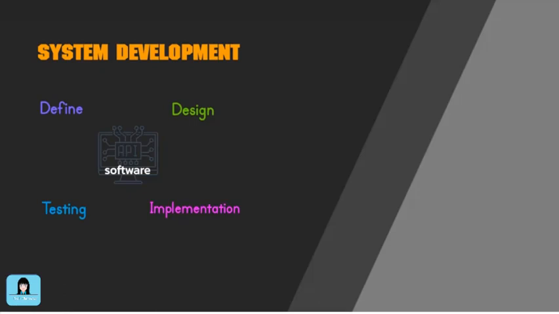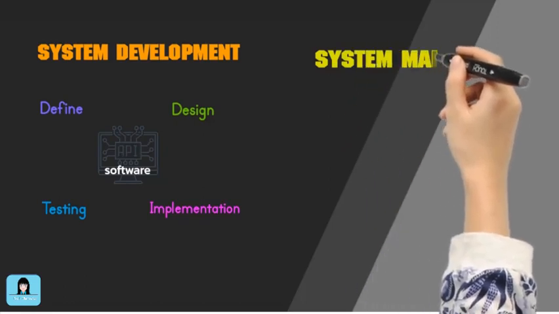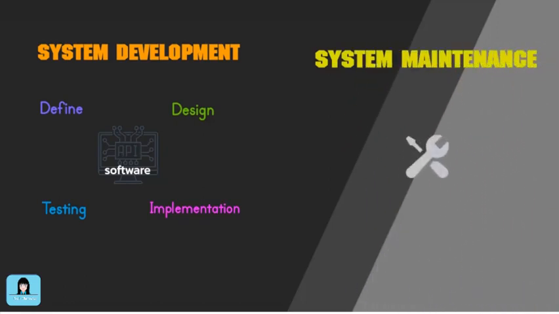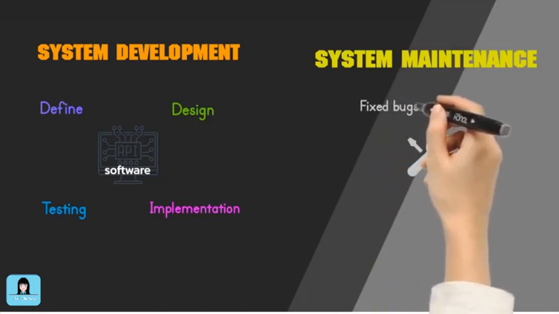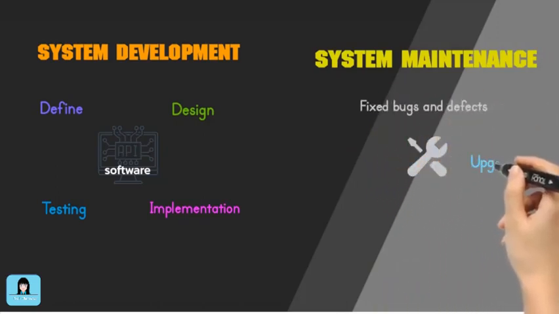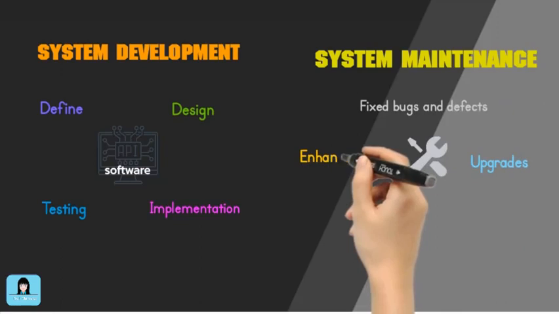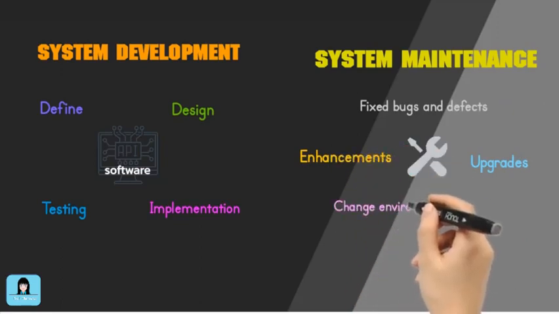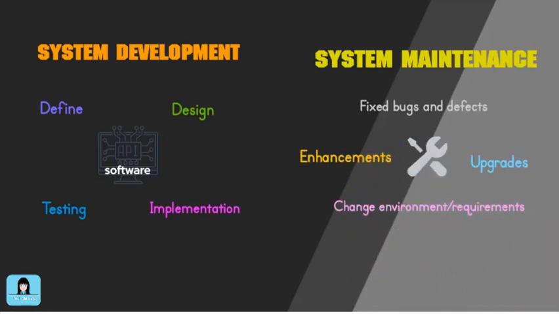On the other hand, system maintenance is the modification of a system or changes of a system to correct faults, to improve performance, or to adapt the system to a changing environment or changing requirements. System maintenance is an ongoing activity. Its purpose is to sustain the capability of a system to provide continuous support or services to users.